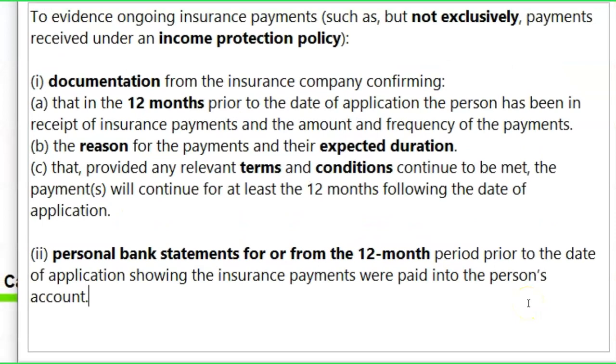So the next ones are insurance payments. To rely on ongoing insurance payments when proving that you meet the financial requirements, you will need to provide, first of all, a letter or any other documents from the insurance company confirming 3 points. First of all, that in the 12 months before the application, you have been in receipt of these insurance payments. And also, this letter will need to show the amount and the frequency of these payments. The second point, which has to be confirmed in the letter, is the reason for the payments and the expected duration. And the final point which has to be covered is that provided you meet all the relevant terms and conditions, you will continue to get these payments in the next 12 months.